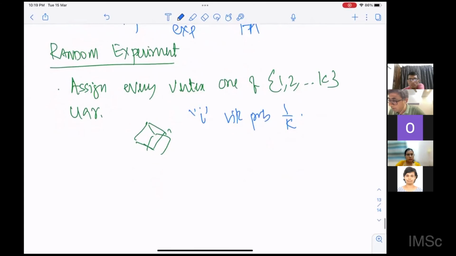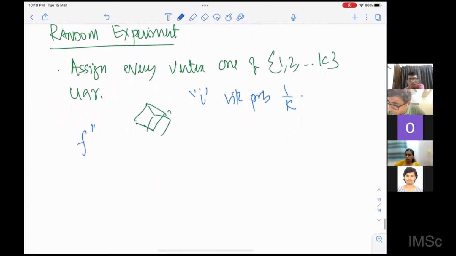So this is how we have computed f. This is my f. That's it. This is the end of my algorithm. So how do I assign f? For every vertex, I toss this k faced coin. Whatever number comes, I assign f of that vertex to be this number. That's it. Okay. So construct it randomly.